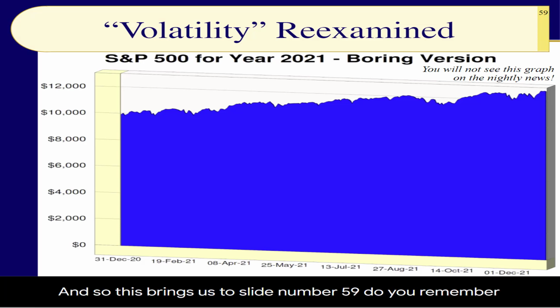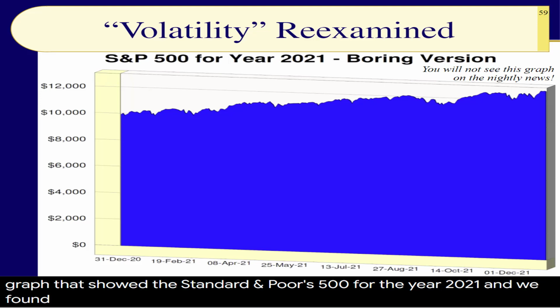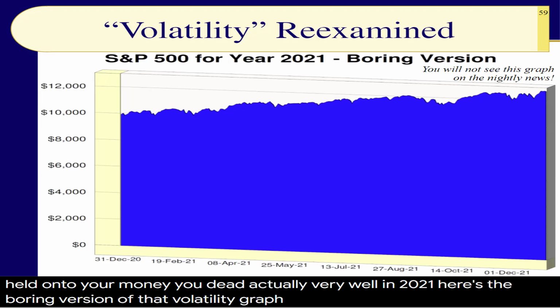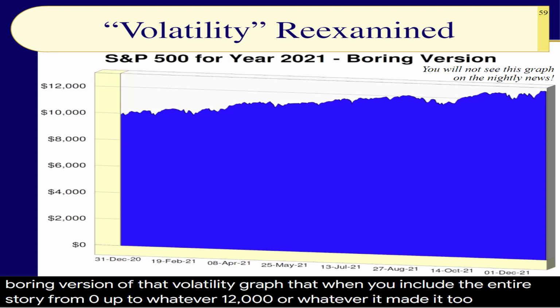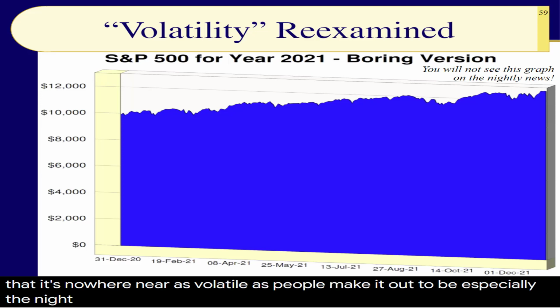And so this brings us to slide number 59. Do you remember our volatility graph that showed the Standard & Poor's 500 for the year 2021? And we found that along with the little bumps along the way, as long as you held on to your money, you did actually very well in 2021. Here's the boring version of that volatility graph. When you include the entire story from 0 up to whatever, 12,000, you see that it's nowhere near as volatile as people make it out to be, especially the nightly news.